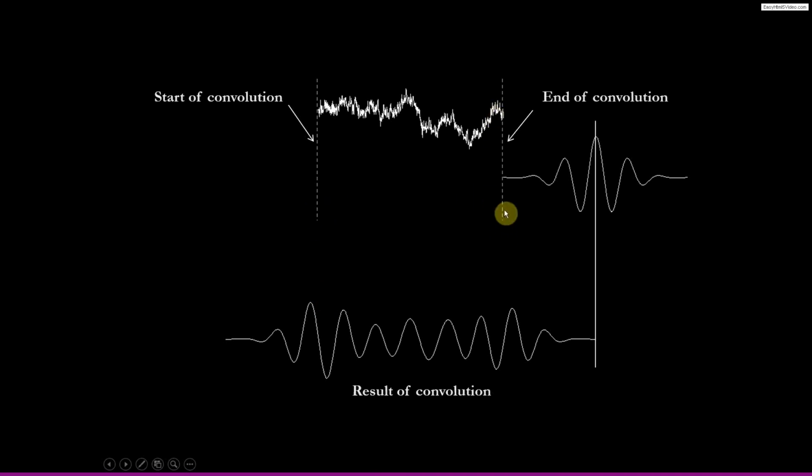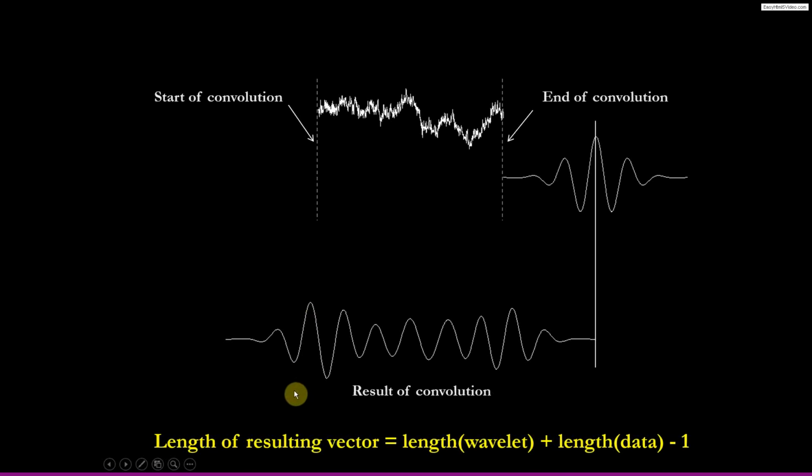How much longer? Well, it's because the result of convolution at each step always corresponds to the center of the wavelet. The result of convolution is 1/2 of the length of the wavelet too long at the end, and 1/2 of the length of the wavelet too long at the beginning. And so the length of the result of convolution is the length of the wavelet plus the length of the data, and we have this -1 here.